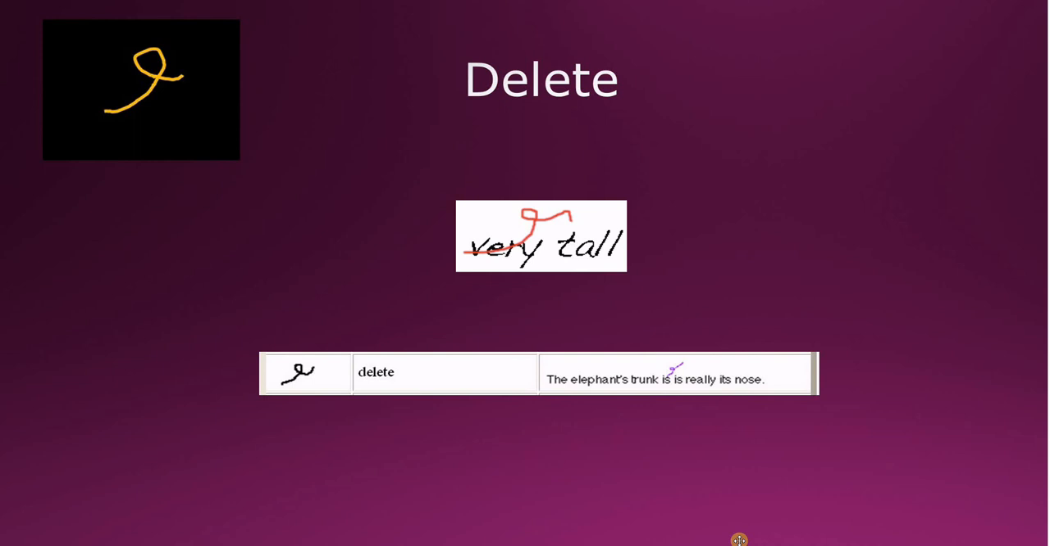Here's the example. The elephant's trunk is really its nose. So you would put the delete sign over one of the words "is," and therefore you would have a more appropriate sentence structure. The elephant's trunk is really its nose.